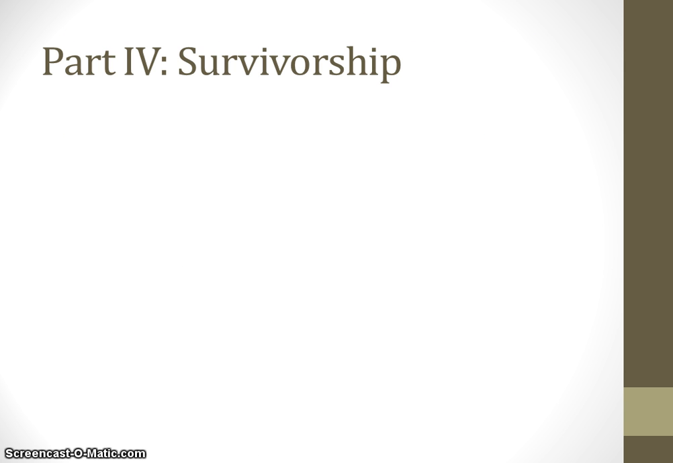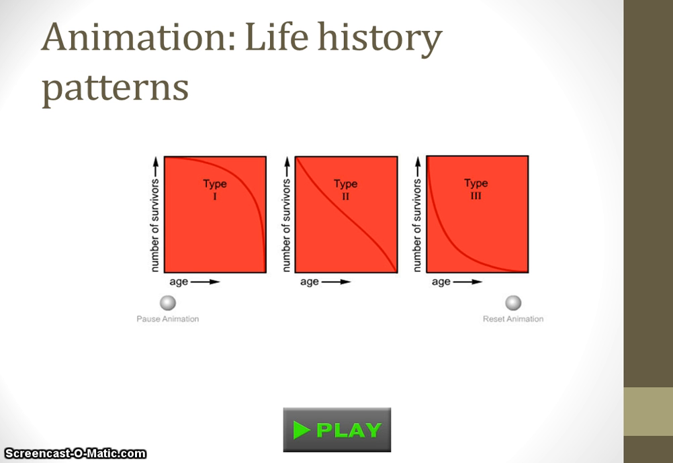Part 4 of the lecture is about survivorship, and this is once a species is there, what are they going to do to make sure that they survive? And the animations really do a great job speaking for themselves, but before I get to that, we're going to talk briefly about what you see here in front of you. The number of survivors is going to be on the y-axis, your age is going to be on the x-axis, and what we see with type 1 is that at birth, everybody's a survivor.